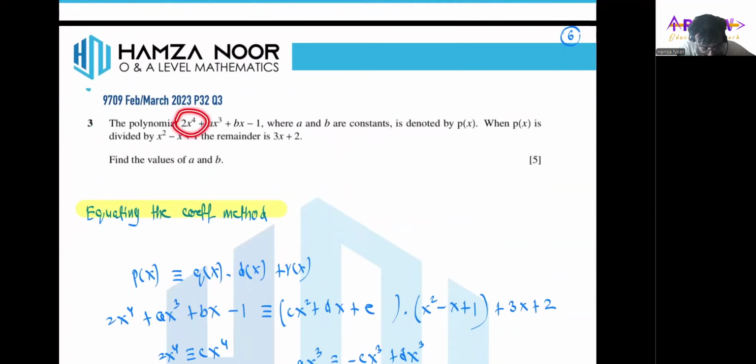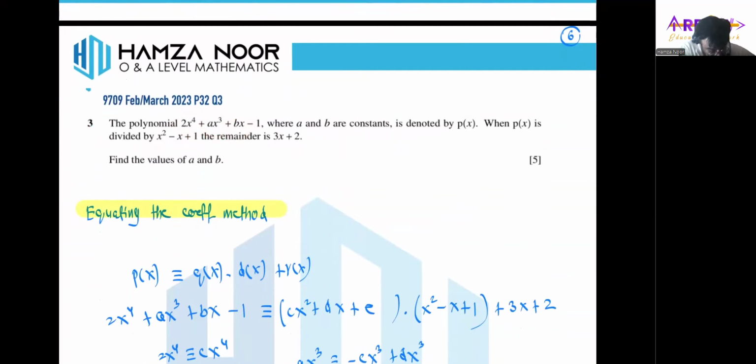Okay, so the polynomial is 2 multiplied by x raised to the power of 4 plus ax cube plus bx minus 1, where a and b are constants. And when this polynomial is divided by x square minus x plus 1, the remainder is 3x plus 2. Find the values of a and b.